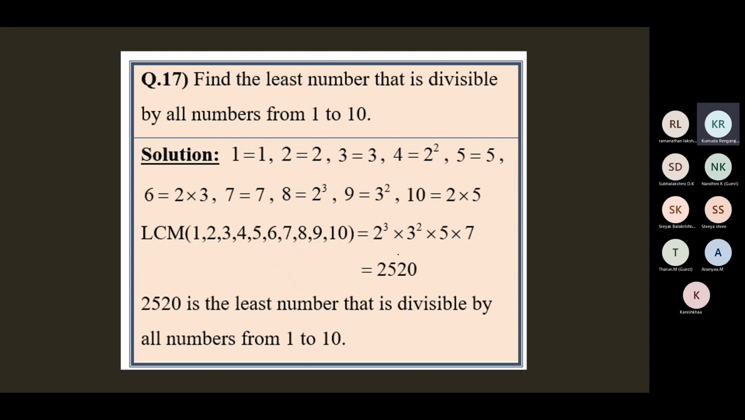So write all the prime factors and raise them to the greatest power. All the prime factors once. So you have 2, 3, 5, 7 with the greatest power. So this is the number. This is the smallest number that's divisible by all the numbers from 1 to 10.